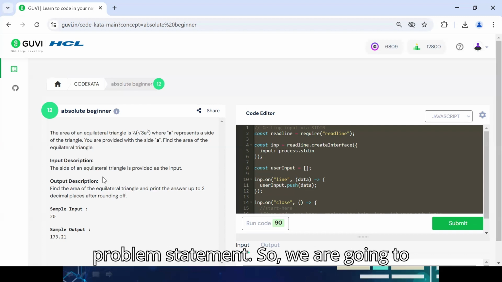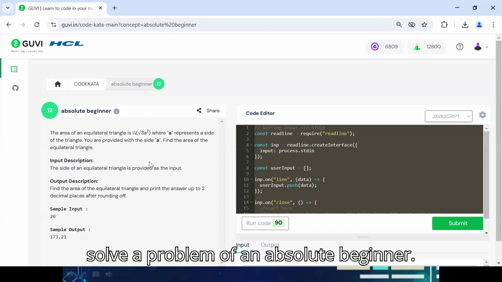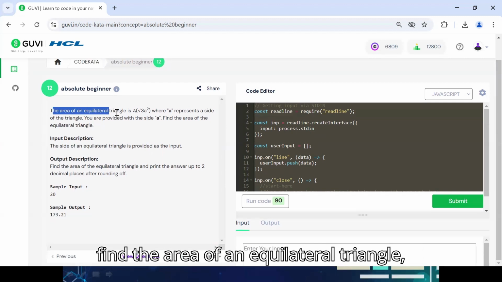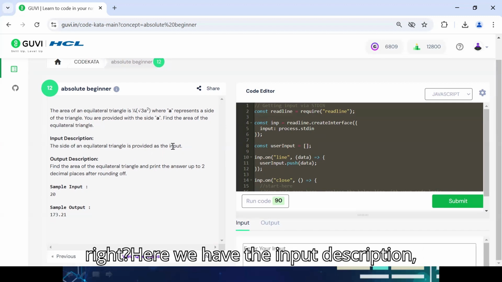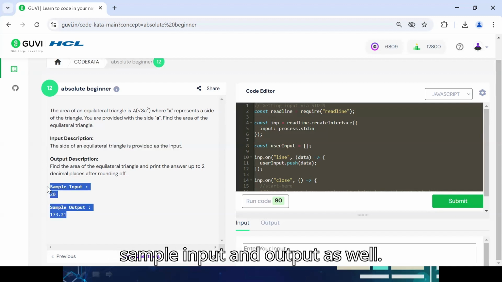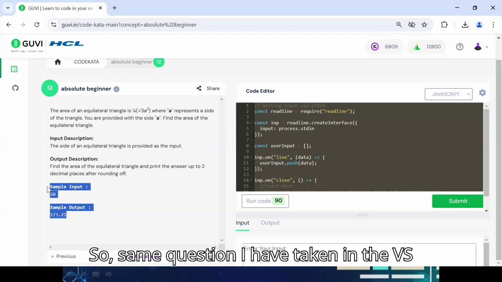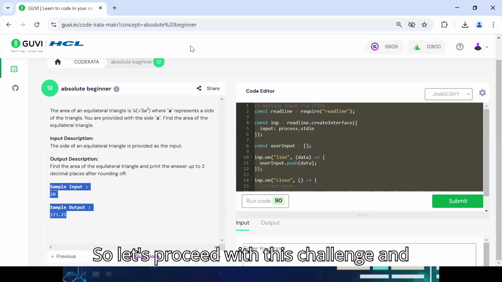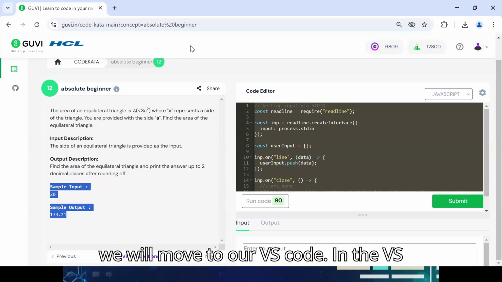Here is our problem statement. We are going to solve a problem for an absolute beginner. Here is our question: we have to find the area of an equilateral triangle, right? Here we have the input description, output description, and the sample input and output as well. I have taken the same question in VS Code, the area of equilateral triangle. So let's proceed with this challenge and move to our VS Code.